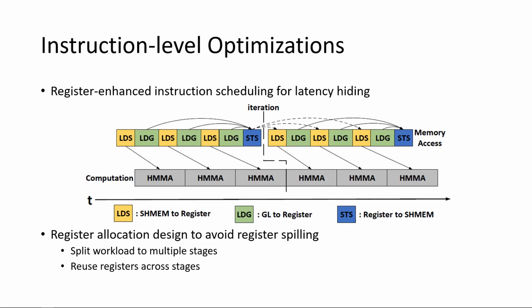Also, we have the register allocation design to avoid register spilling. Actually, we found that our workload can be split into several stages, and there are some registers that are used only in a single stage, so we can reuse registers across stages. Note that this register allocation is very important for the performance. Actually, if we do not have this register allocation, we may have some register spilling and face some slowdown.